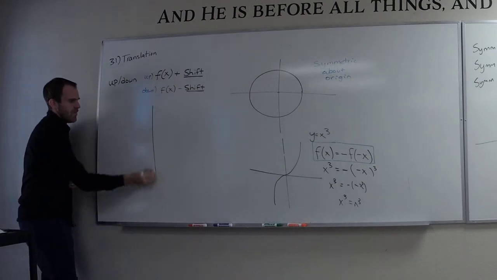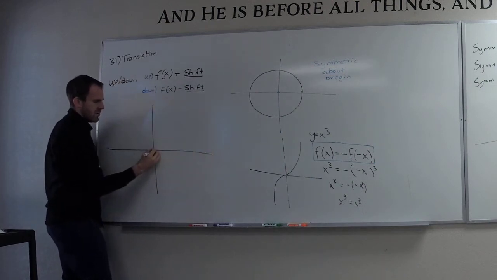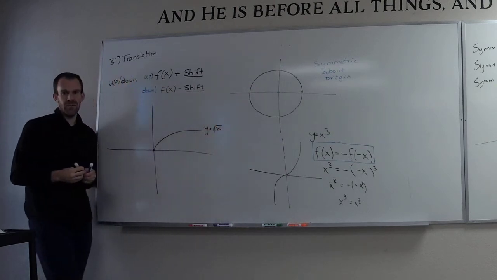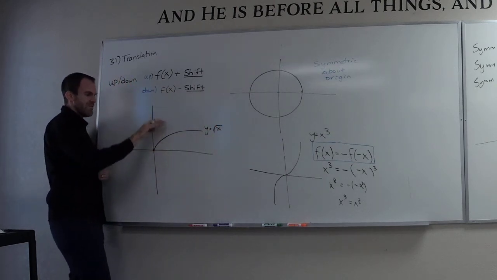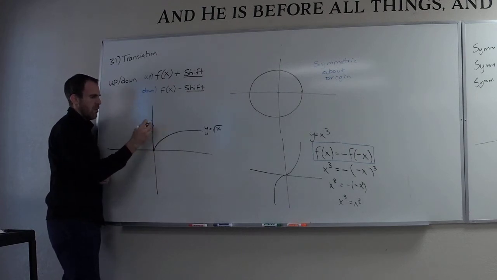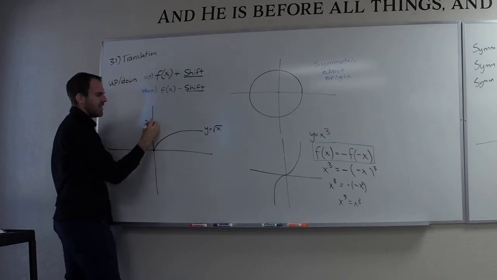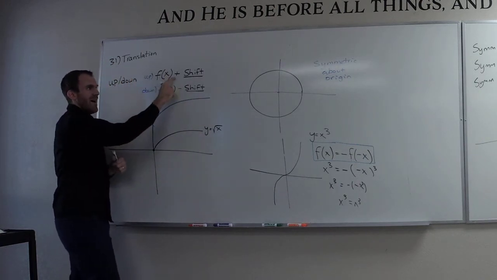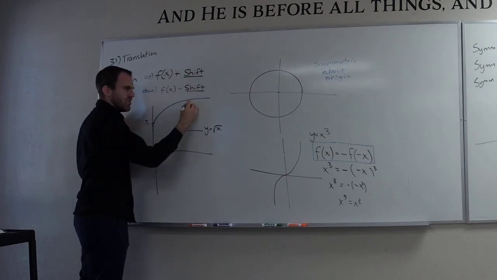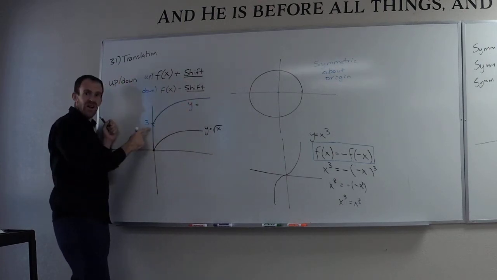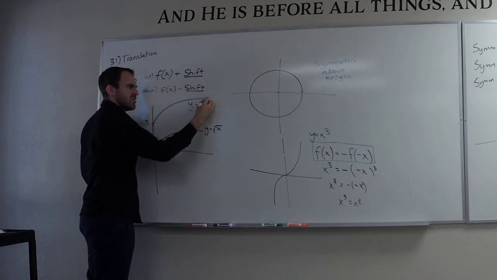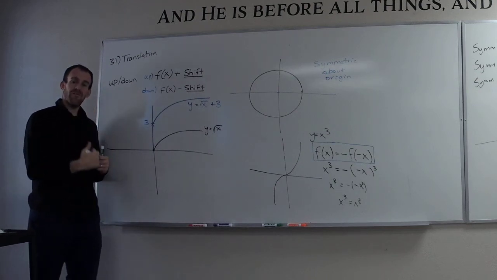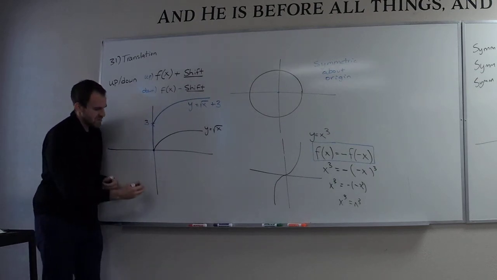Let's check this out. Again, we're going to use y equals the square root of x as our example. If I want to shift the square root of x up 3 units, I would have this graph. How do I do that? I will add some number to that. What number do I add? Well, however much I shifted it up. In this case, y equals the square root of x plus 3 on the outside. If I wanted to shift that function down 3, I would subtract 3.